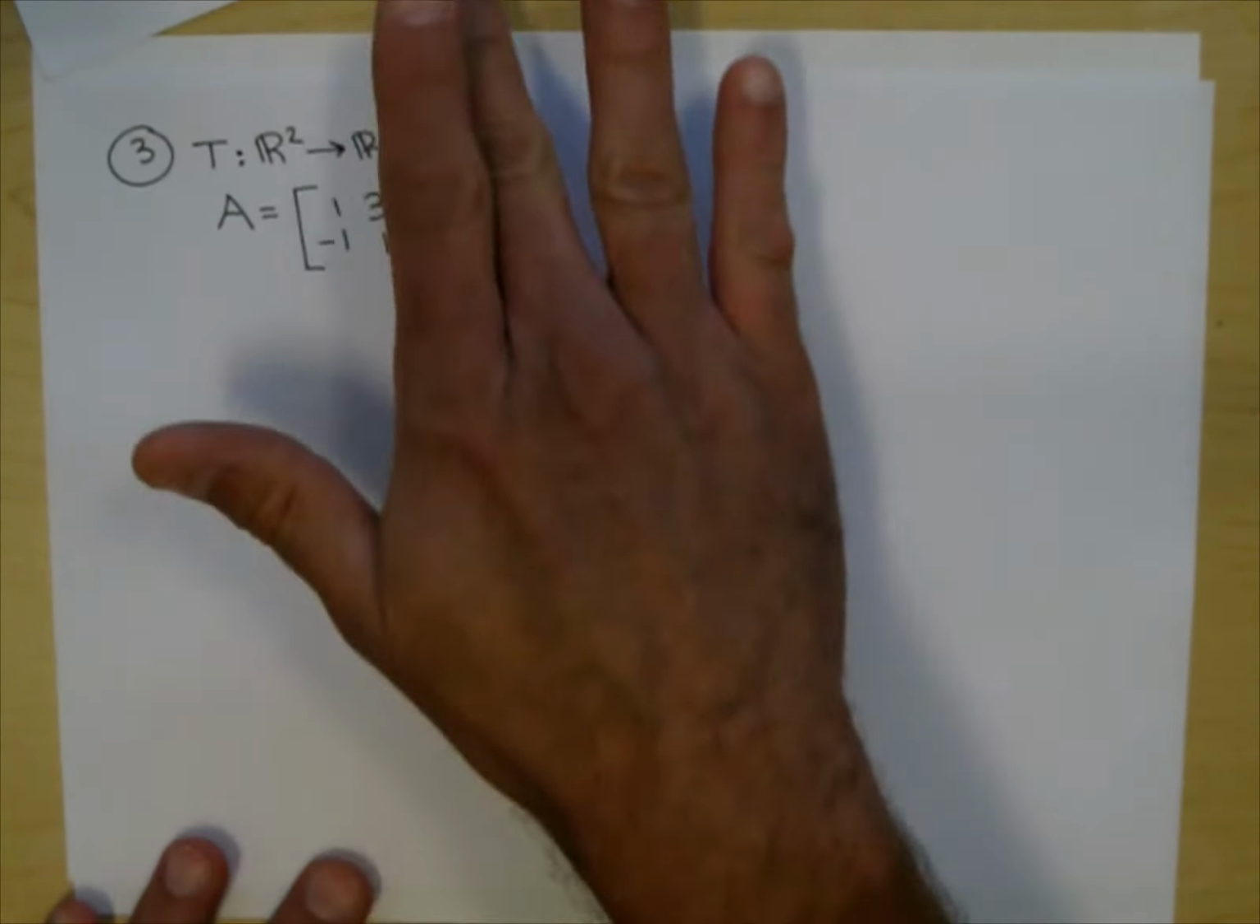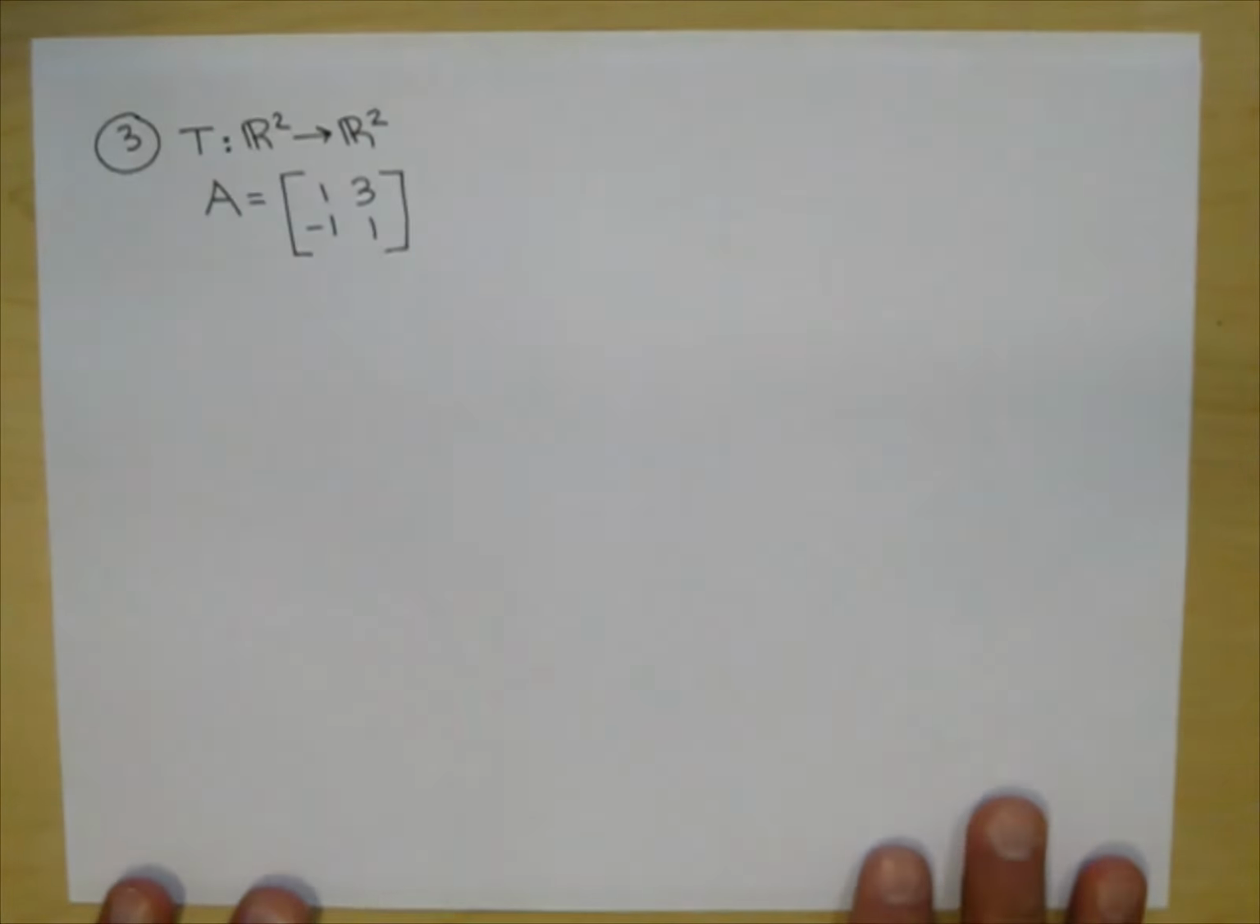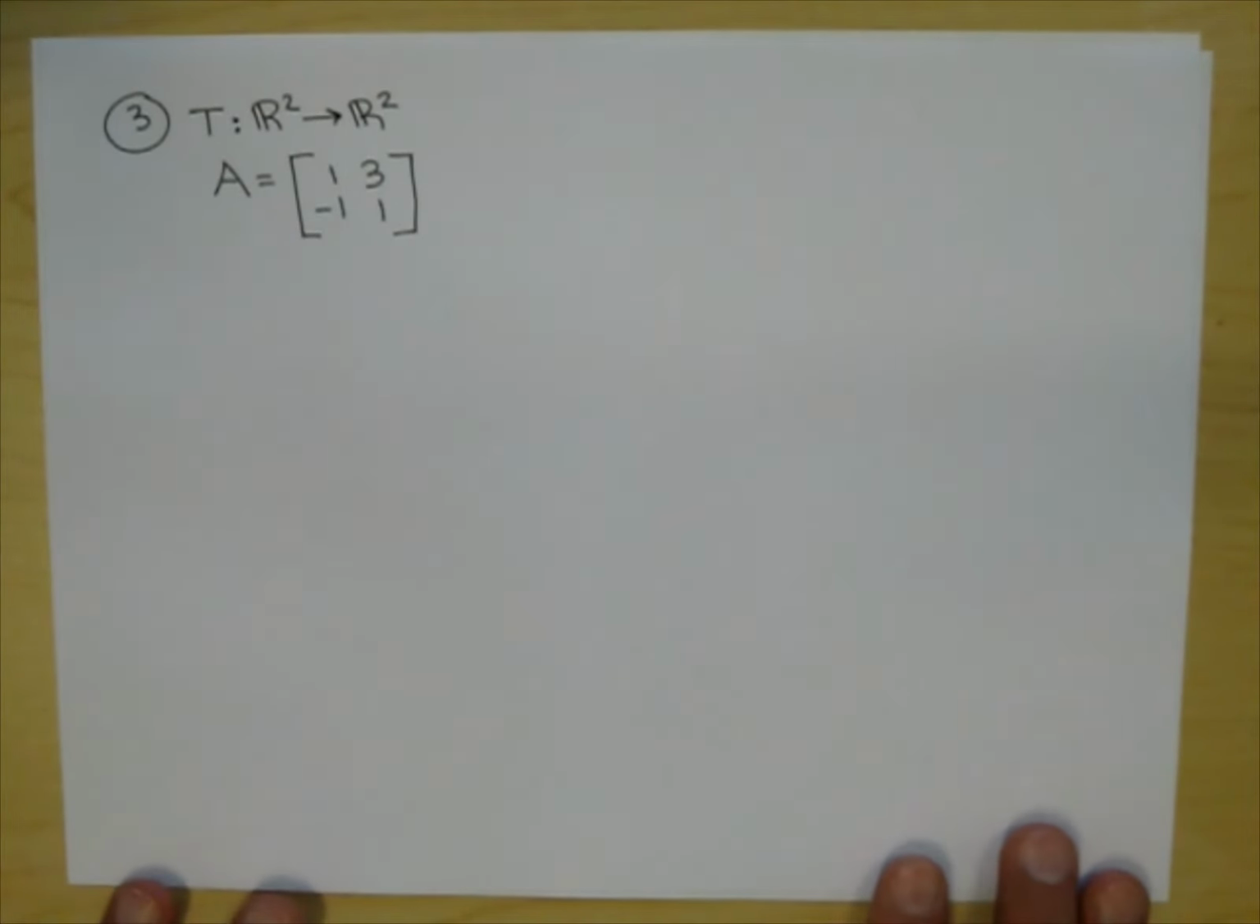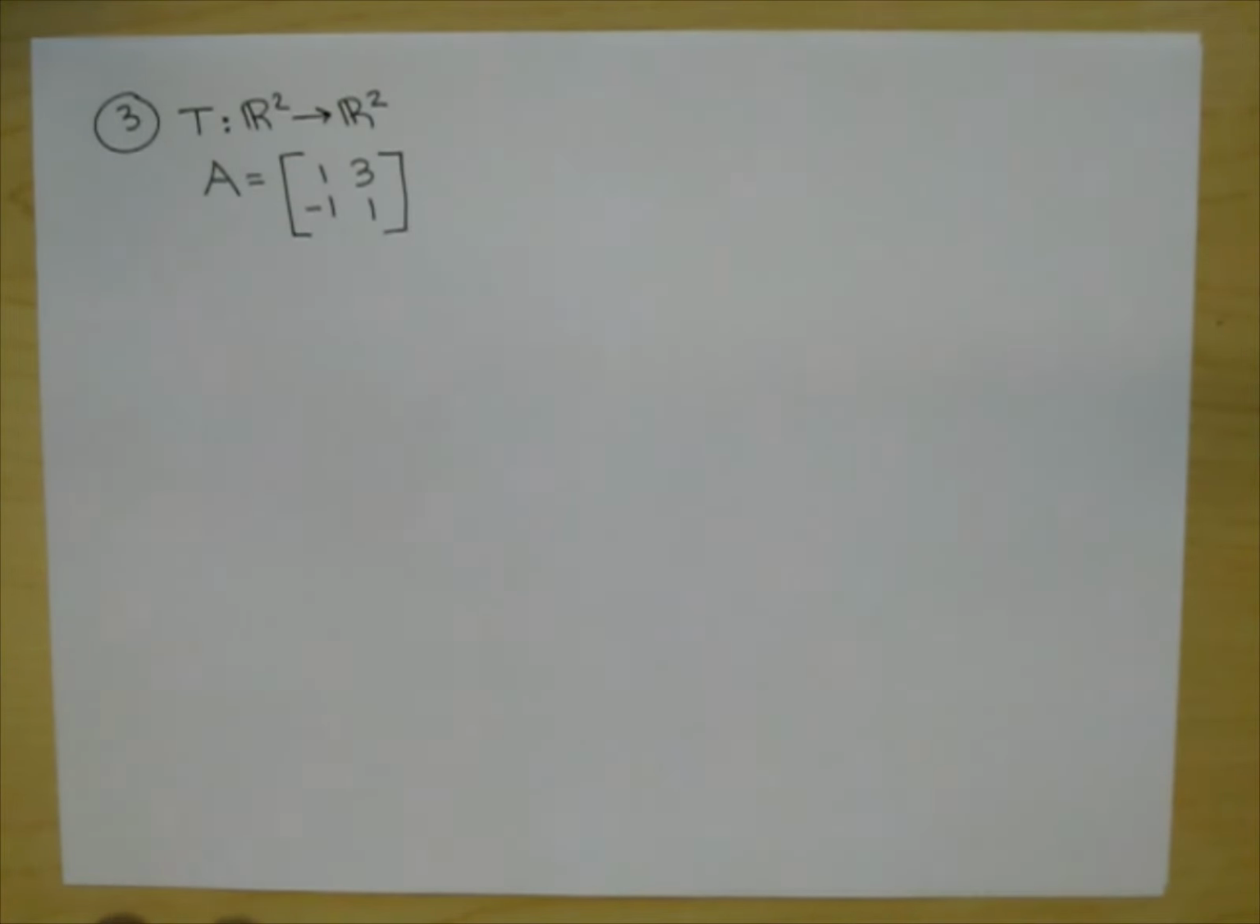Okay, let's go ahead and do another problem. Problem number 3. It's going to ask for the same stuff. I didn't write it all down out of laziness, but it's asking for the kernel, its dimension, the range, its dimension. Is this linear transformation 1-to-1? Is it onto? And then we'll verify the general rank-nullity theorem. So let's get going with this.